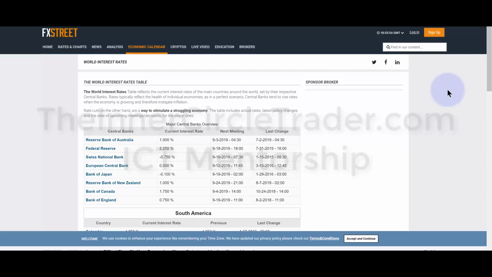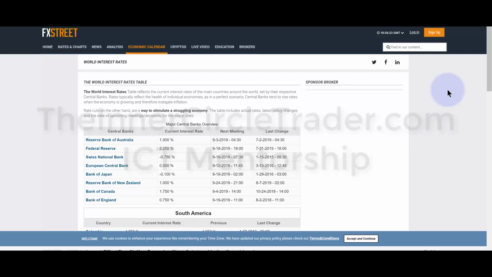You have to have an understanding of what you're looking at with respect to fractals. Okay, so a large long-term macro view starts here. You have to understand what the central banks are doing. This website is fxstreet.com, and if you do a Google search on fxstreet.com and world interest rates, it'll take you right to this website address and link.